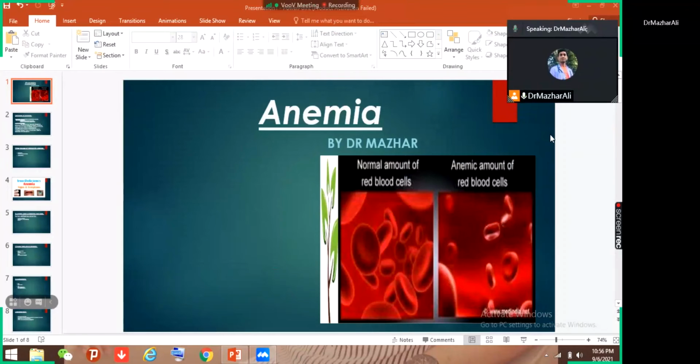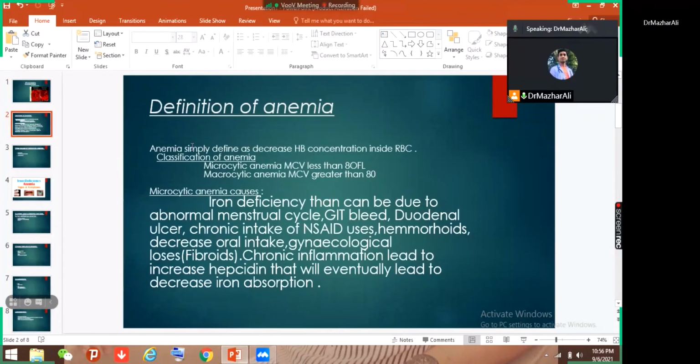As you can see in the picture, there is a normal amount of red blood cells in normal blood, and the blood which is anemic. Normal blood contains a lot of RBCs, but in anemia there are fewer blood cells left. Okay, now let's talk about anemia. What is anemia? Anemia is simply defined as decreased hemoglobin concentration inside RBC. So this is the definition of anemia.